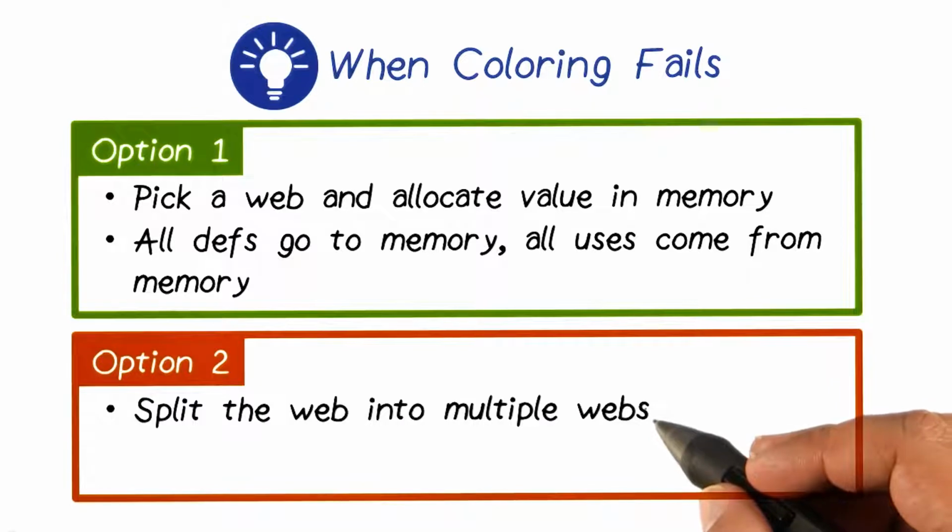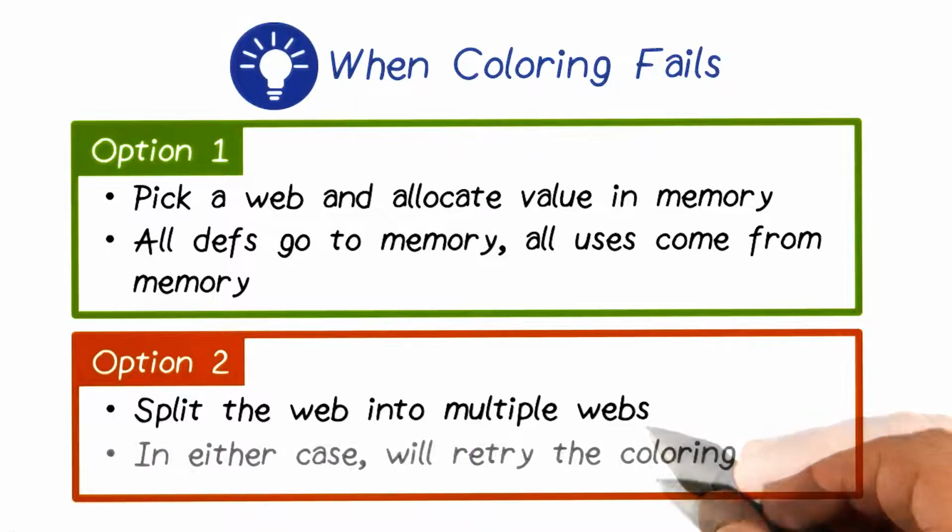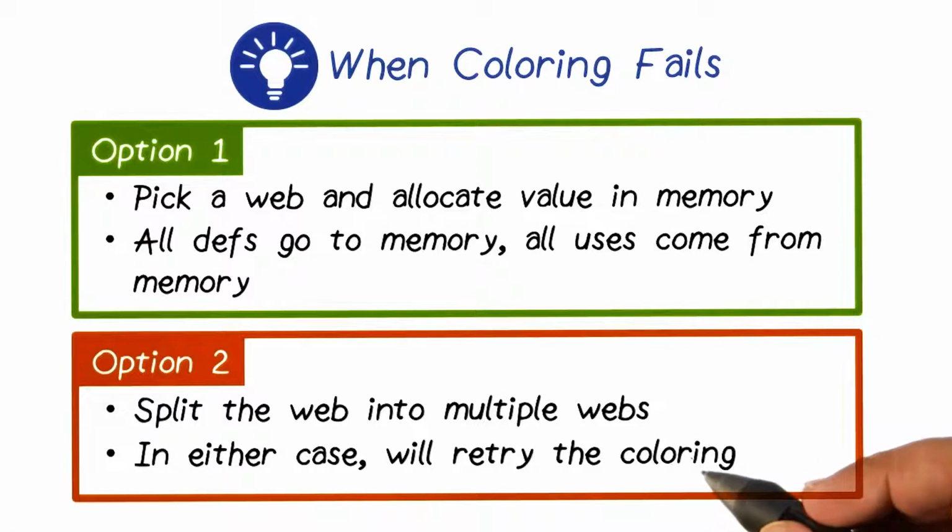But wait, there is still one more option, which can still try to give registers to a part of the web, and that option is to split the web into multiple units. In such a case, part of the web, or part of the live range, will get a register and part of it will be denied a register. After splitting, we'll retry the coloring as per the original algorithm.